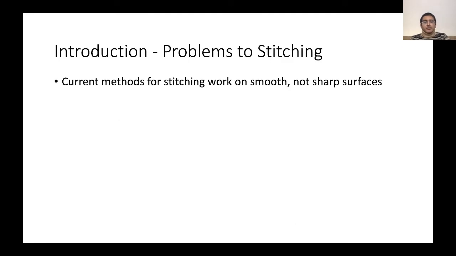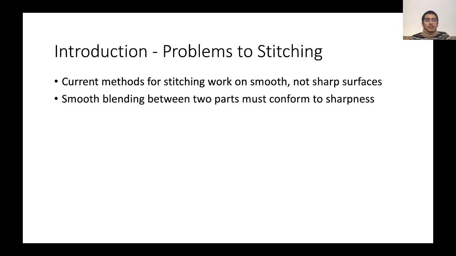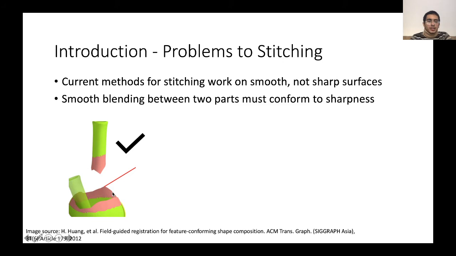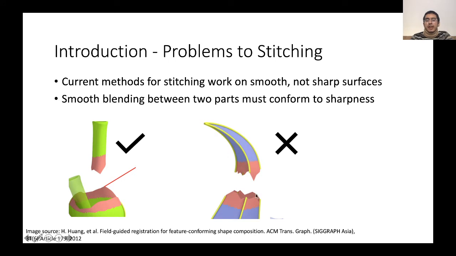As for the issues with stitching, previous methods only really work on smooth and not sharp features. So for example, let's say you have a mesh like this. Previously, when stitching together the surfaces, this would be a pretty simple problem. However, if it has edges like this, how would you stitch together the meshes such that they preserve the sharp edge features, like the yellow lines over here?